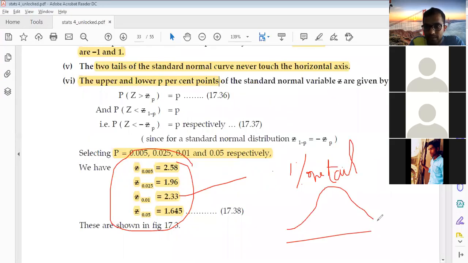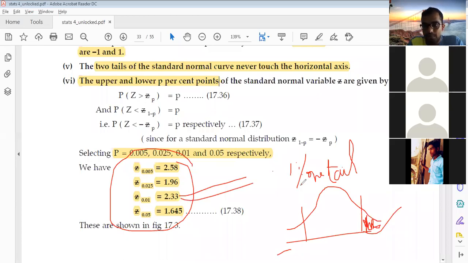A bell-shaped curve actually has two tails, here and here. This is one tail, this is one tail. So when they speak about one tail, 1%, one tail means only one side, either left side or right side, that they will give to you. If it is less than, then left side. If it is more than, then right side. That they will also give you in the data when you do another chapter. That time it is 2.33.